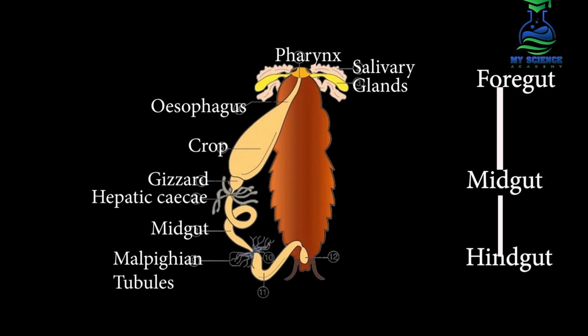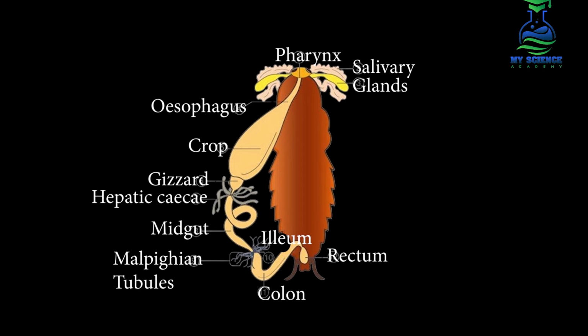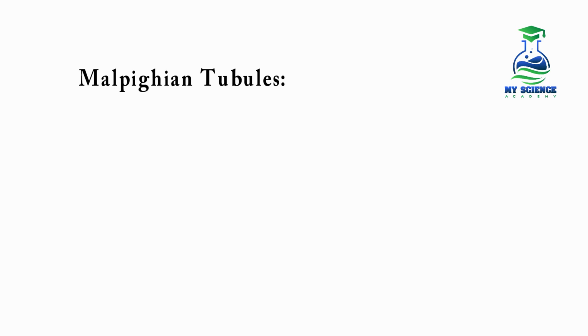From here, the concentrated fluid is transferred to the last part of the gut that is known as hindgut that contains ileum, colon and rectum. Here the reabsorption of water and salts take place and finally the feces along with uric acid crystals are excreted from the body from anus.